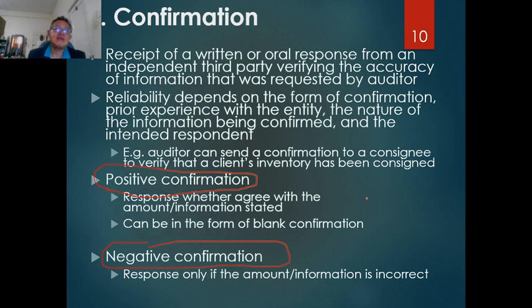So there are two types of confirmation. We have positive and also negative confirmation. Positive is where the third party needs to reconfirm or respond to the query, whereas with negative confirmation, the client does not necessarily need to respond. However, the result of not responding to the confirmation reflects that the information is correct.